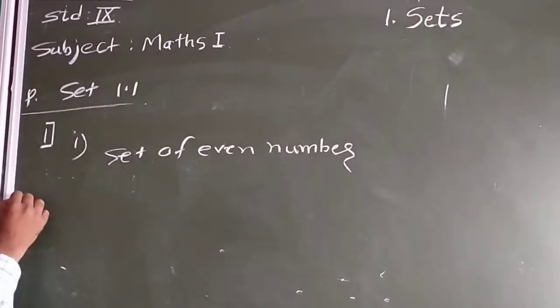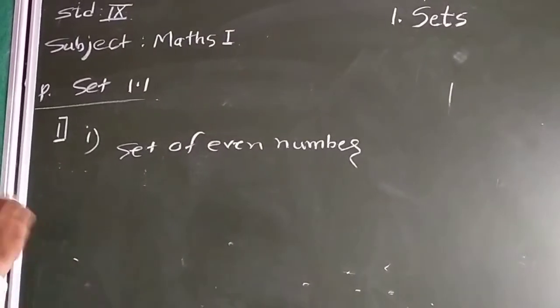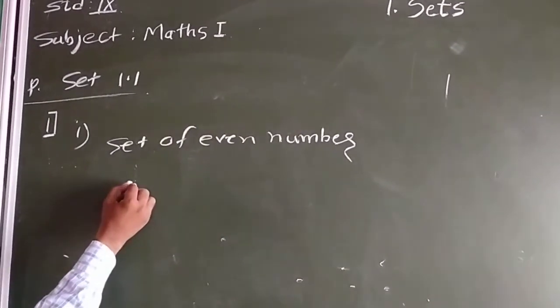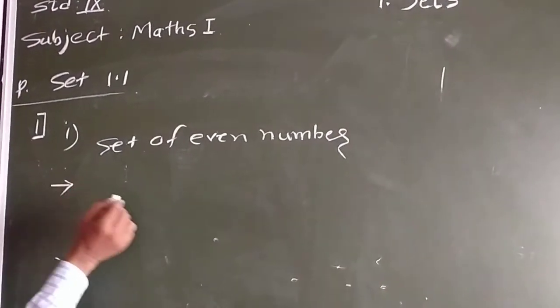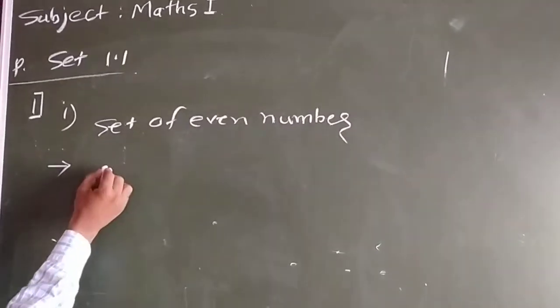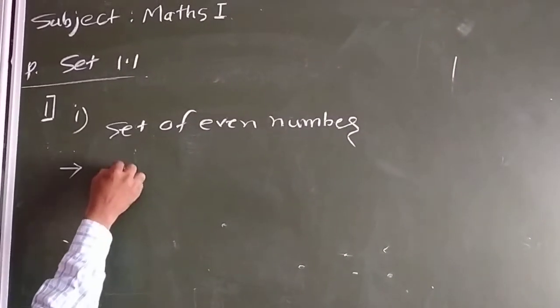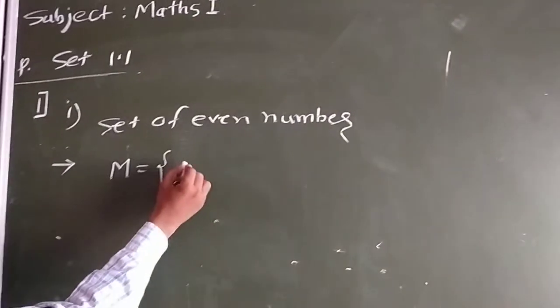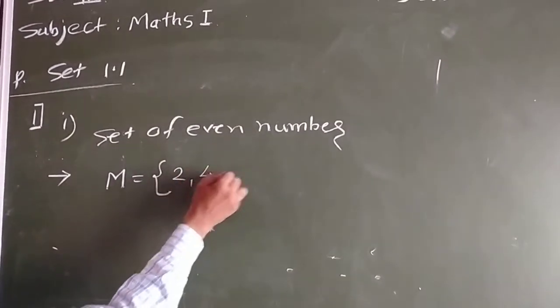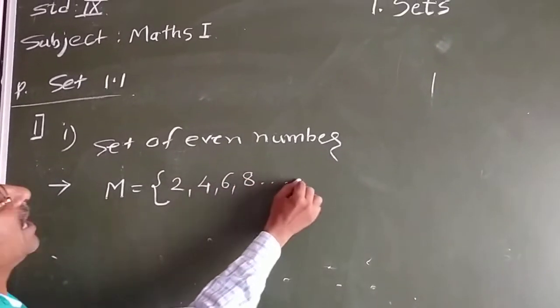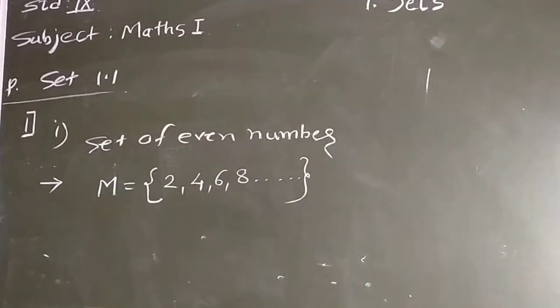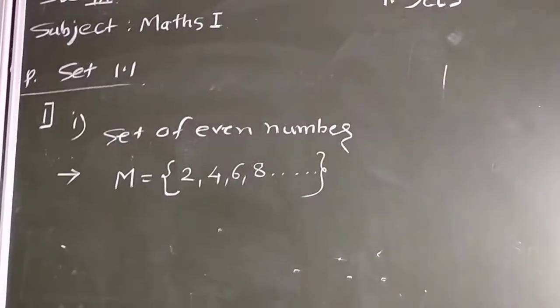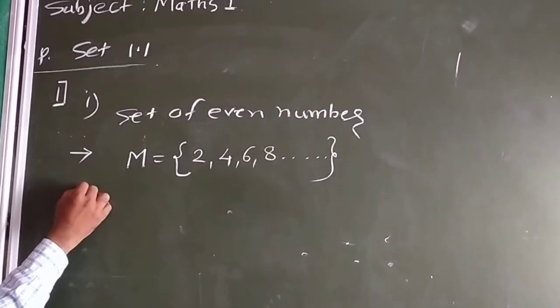By the roster method, also called the list method, how will it be written? What is the answer? Set of even numbers. I will give it any name, suppose I give the name M. The set of even numbers, which are 2, 4, 6, 8 and so on. This is the answer.